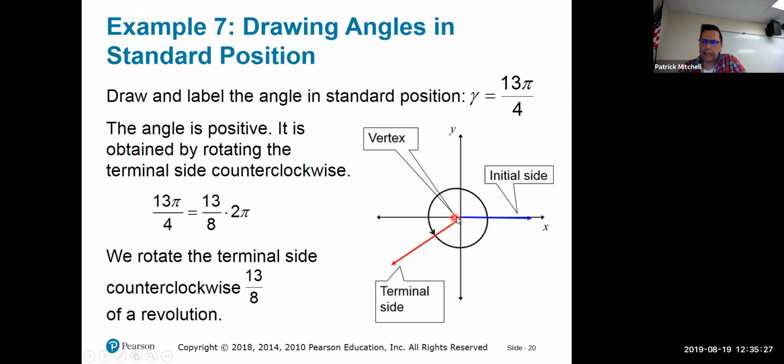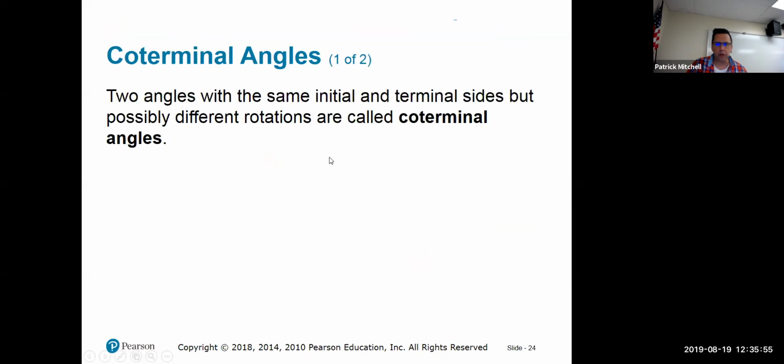The only difference is that to get to 5 pi over 4, you don't go all the way around. You just start here and stop there. Whereas with 13 pi over 4, you have to go all the way around and then go around 5/8 of a revolution. So 5 pi over 4 and 13 pi over 4 are an example of what we call coterminal angles. Coterminal angles have the same terminal side when they're drawn in standard position.